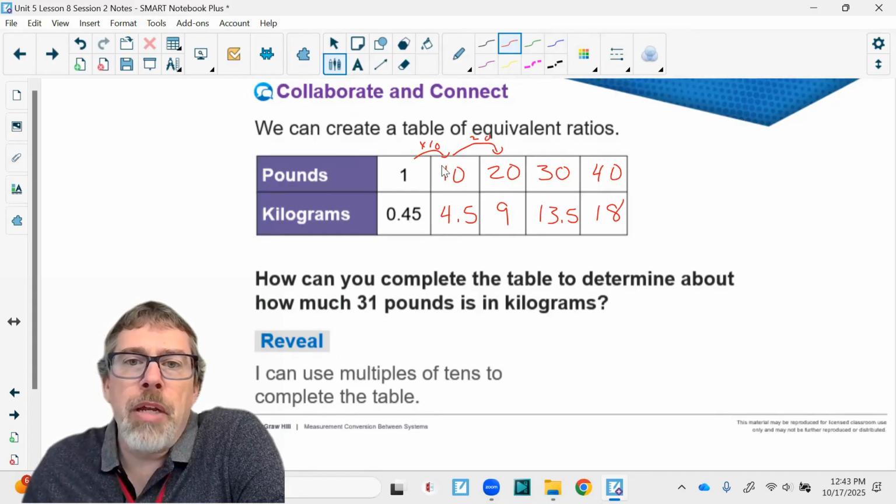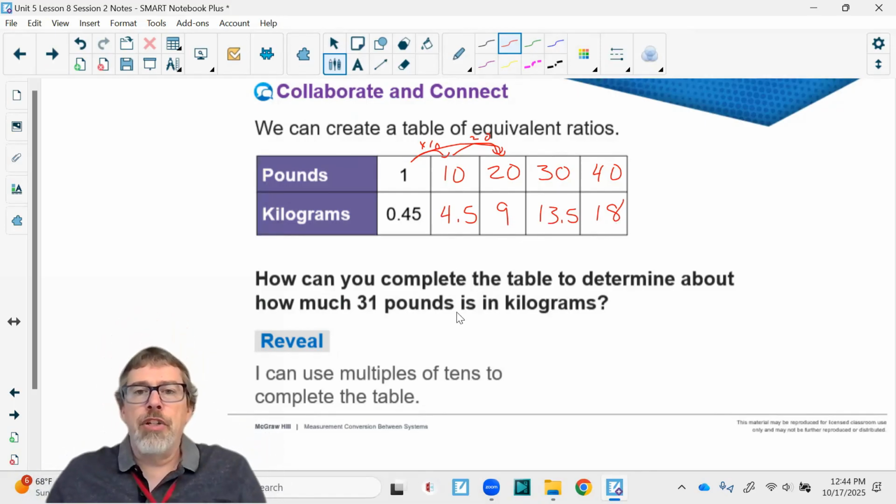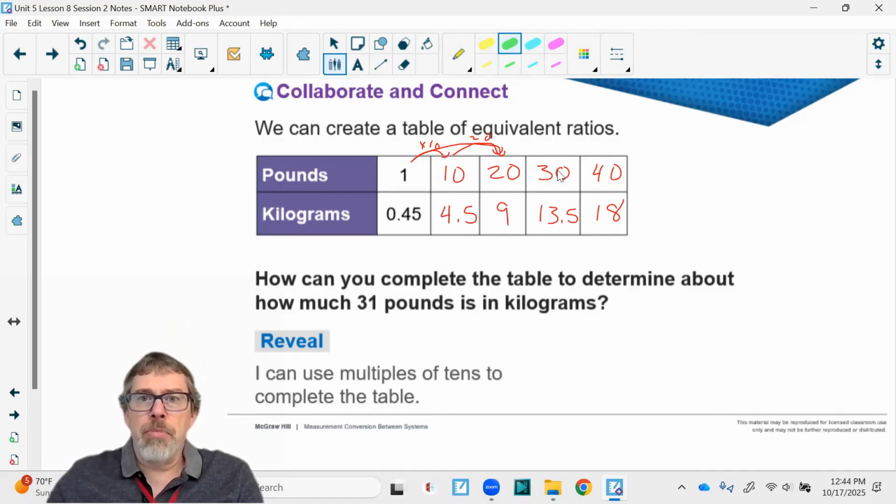Okay, so this was multiplied by 20. So that's multiplied by 20. This one's multiplied by 30, and then this one's multiplied by 30. And multiply by 40, multiply by 40. How can you complete the table to determine how much 31 pounds is in kilograms? We just did. And for 31 pounds, we look here. This is just an approximation.